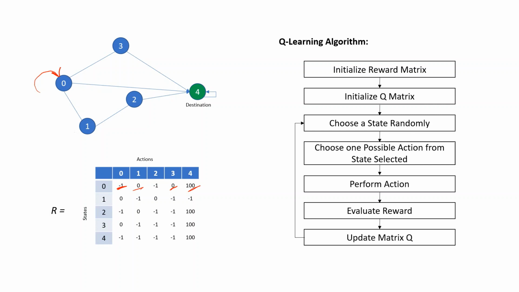Similarly, if the agent is on 1 and it tries to go to 0, that is possible. So we put a 0 here. 1 to 1 is not appreciated. So we put a -1 there. 1 to 2 again is a valid path. So we put a 0 there. 1 to 3, there is no direct path there. So that is again invalid. So we put -1 here. And 1 to 4 also is not possible. So this also is -1. Similarly, we calculate for other states and actions.